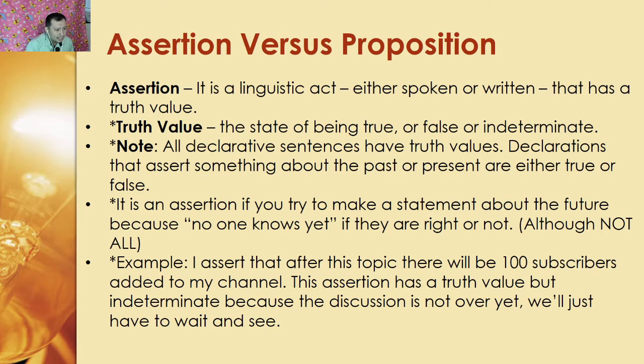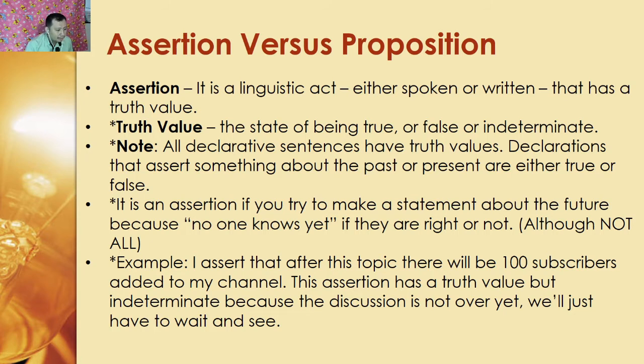Okay. Let's have a distinction first between a proposition and an assertion. Assertion, it is a linguistic act. Basically, an assertion is dependent on linguistic act. Okay, linguistic expression. So, linguistic expression can be spoken or written that has a truth value. At ang definition ng truth value does not necessarily mean that the statement is true or the assertion is true. Rather, truth value simply means that it is the state of being true or false or indeterminate.